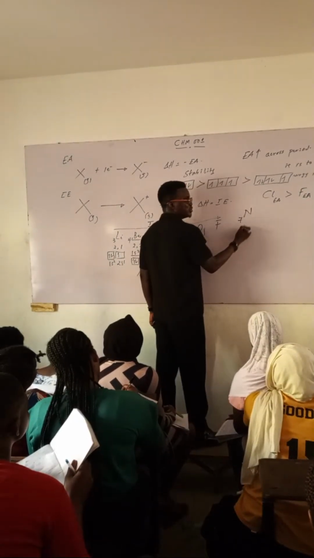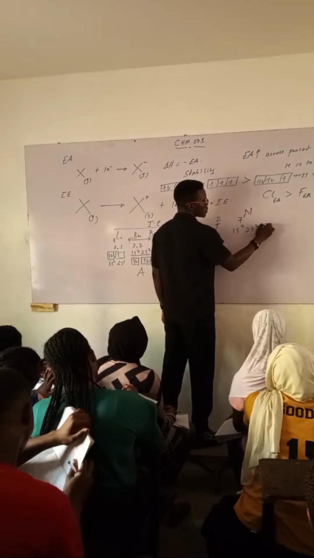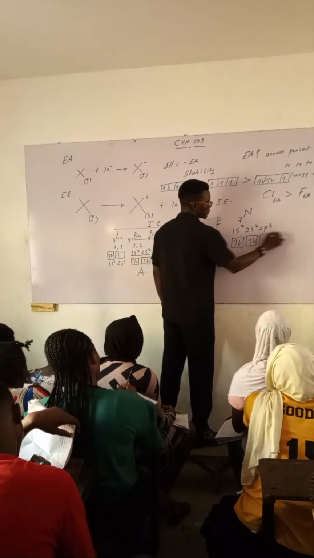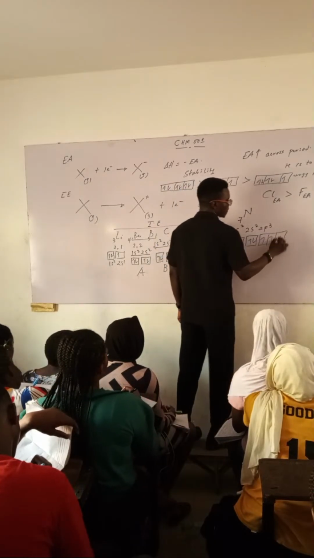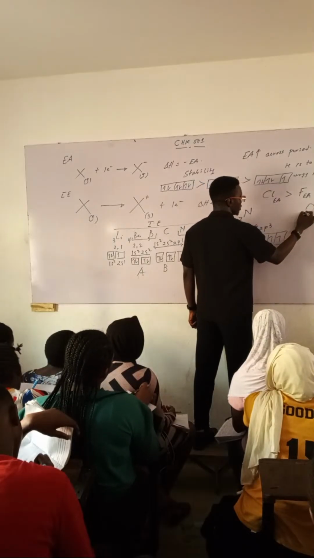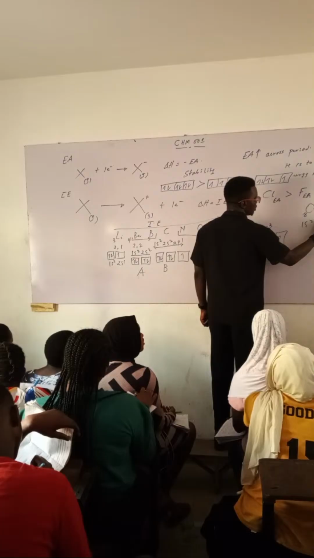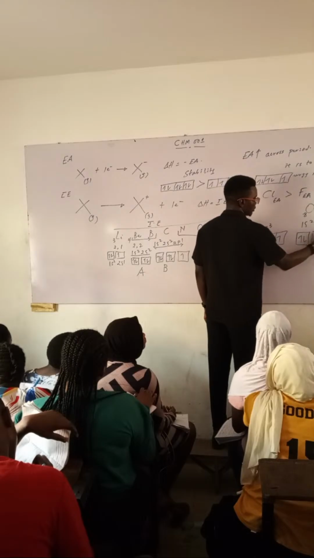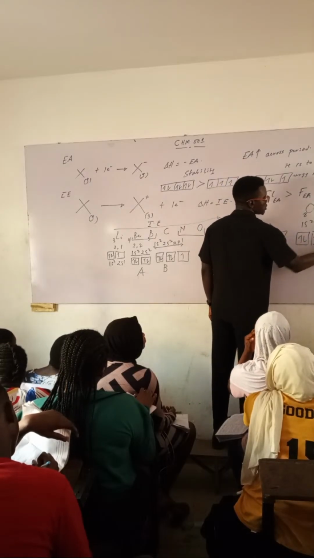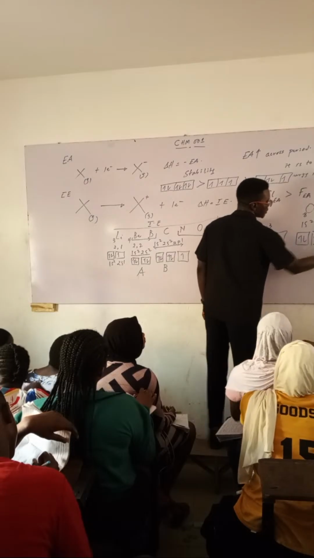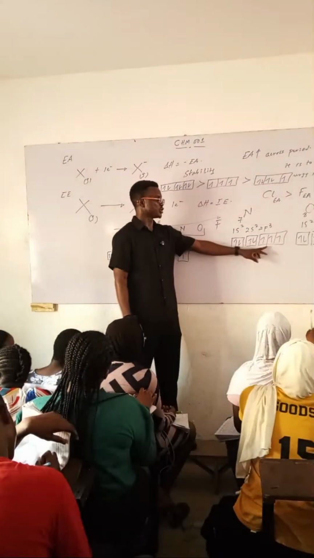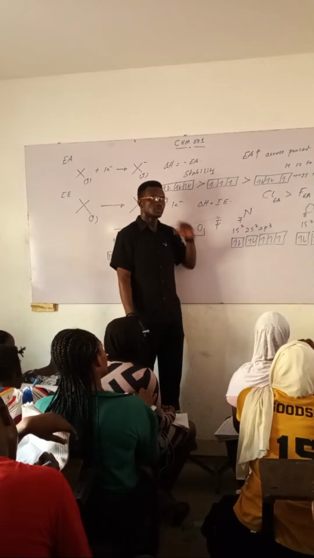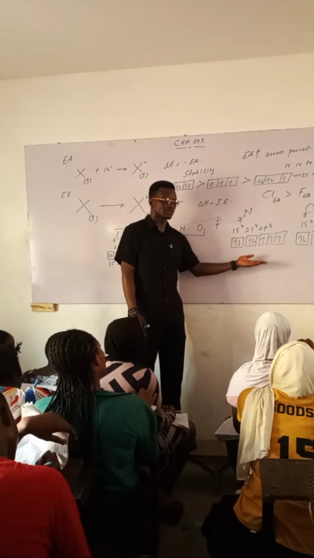Nitrogen is 7, Abi, 1s2, 2s2, 2p3. And you will notice something here. But when you get to oxygen, it is 8, 1s2, 2p. So which one is more stable here now? Nitrogen is more stable. So which one do you think you require more energy to remove the electron? Nitrogen. All because of stability.